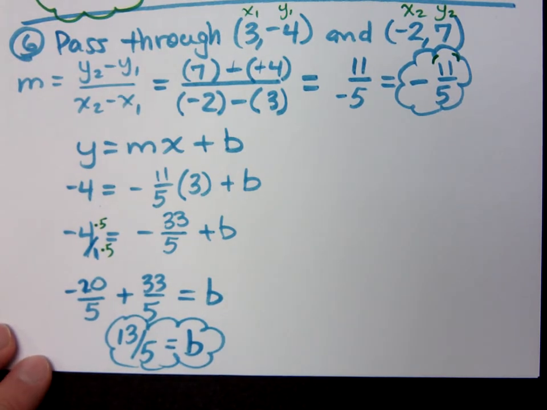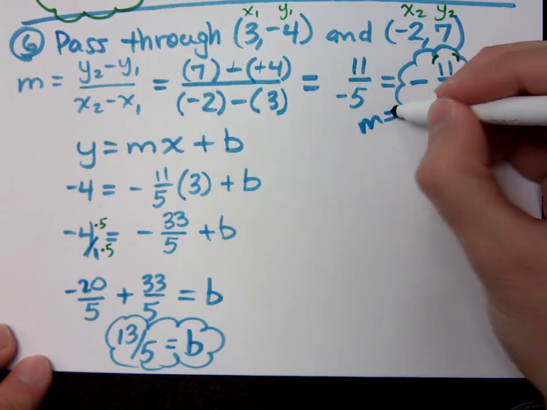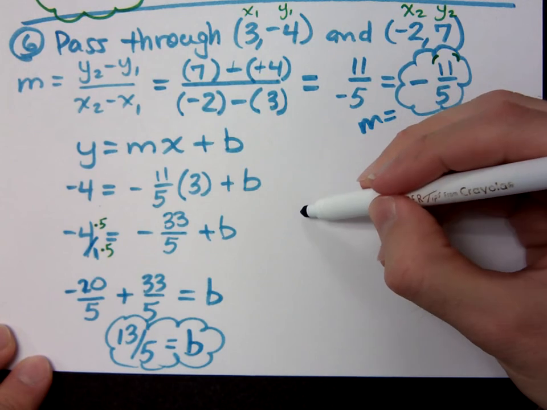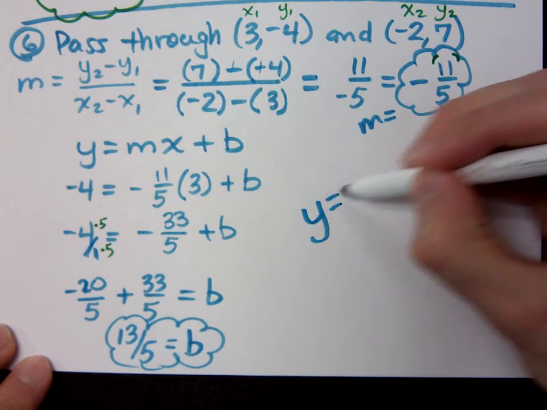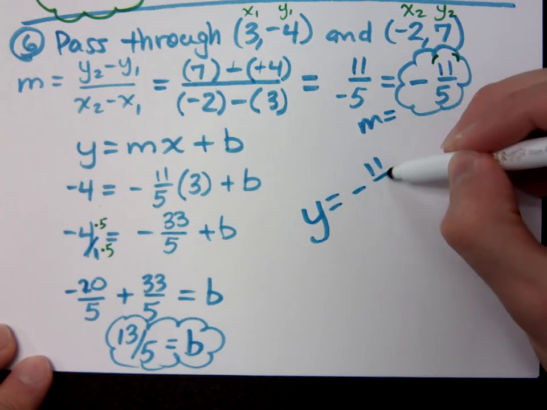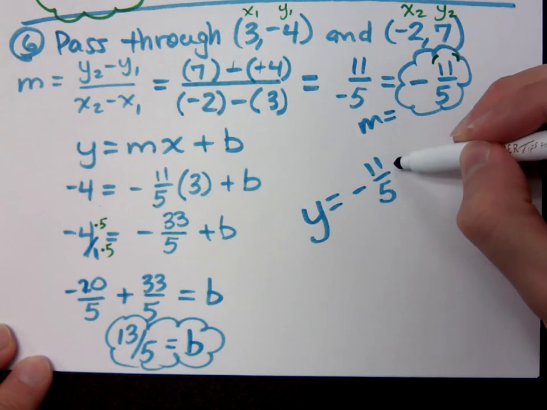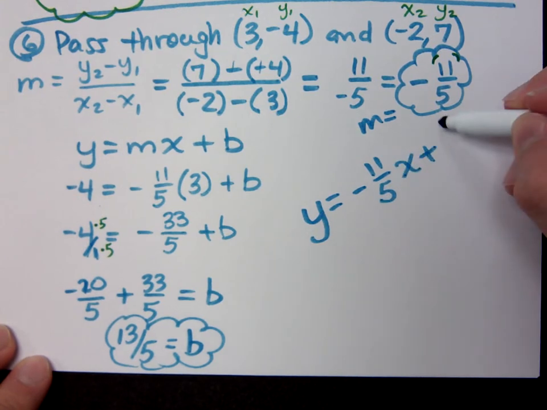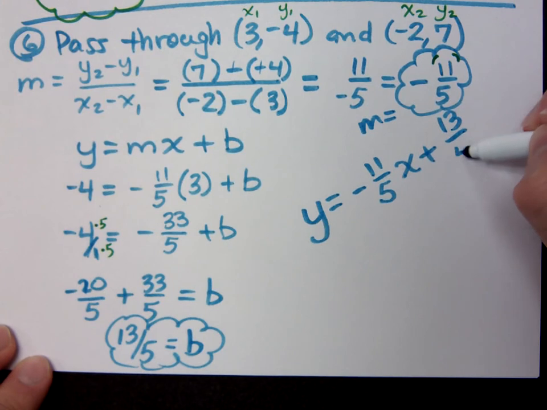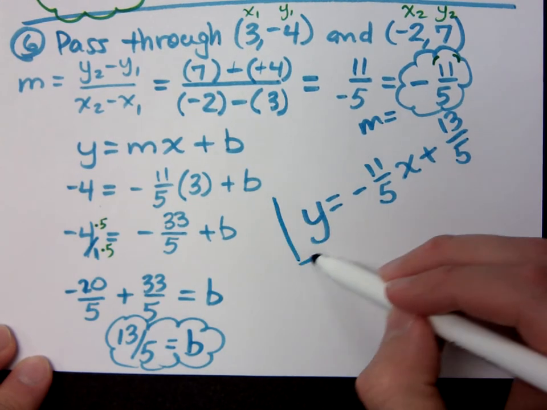So this is my slope up here. This is my b. So what does that mean? Negative 11 fifths x plus 13 fifths.